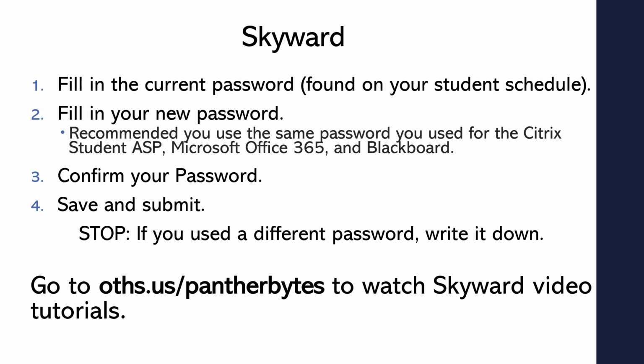Skyward should prompt you to change your password. If for some reason you didn't get a prompt to change your password, you can go into the account information in the upper right-hand corner and choose to change your password and follow the prompts from there. But if it did prompt you to change your password, you are going to fill in your current password found on your student schedule, and then you're going to fill in your new password. Again, we recommend that you use the same password you used for the Citrix Student ASP, Microsoft Office 365, and Blackboard. Once you have that typed in, go ahead and type it in again to confirm your password and then save and submit. You've done it!